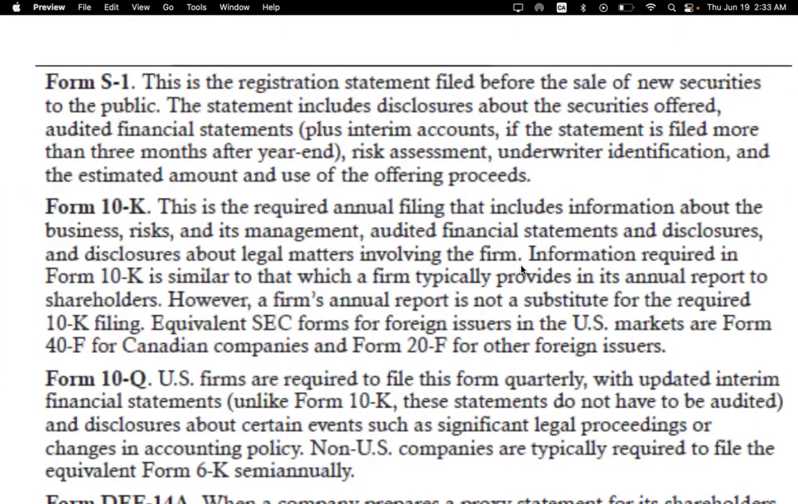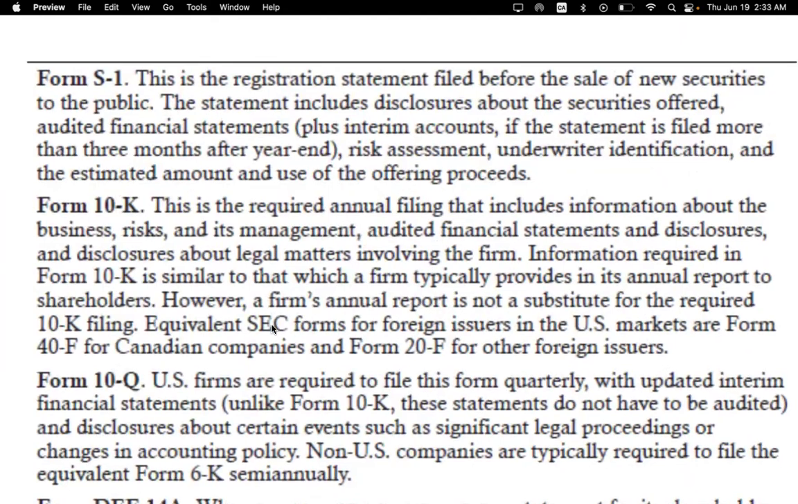Form 10K. This is annual filing that includes information about business risk and management, audited financial statements and disclosures, disclosure about legal matters. Information required in Form 10K is similar to that which a firm typically provides in its annual report to shareholders. However, firm's annual report is not a substitute for the required 10K filing.